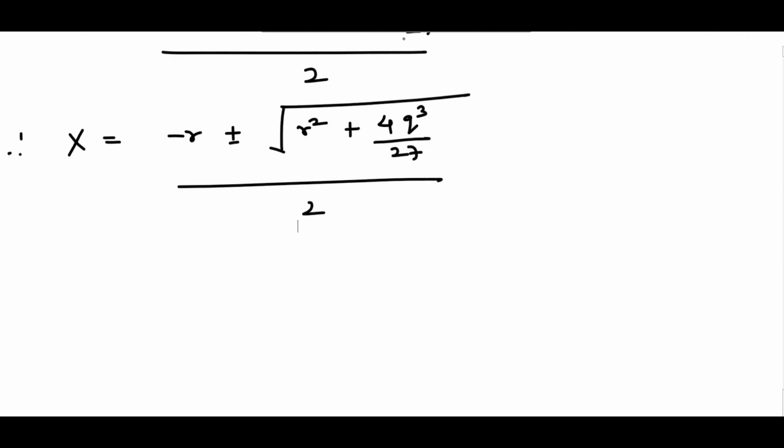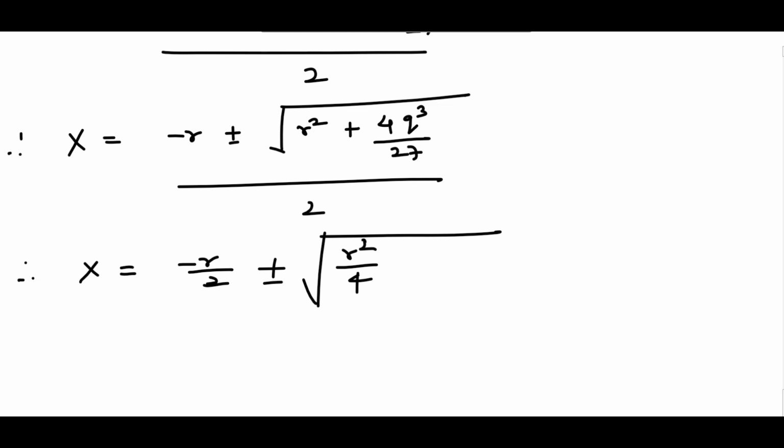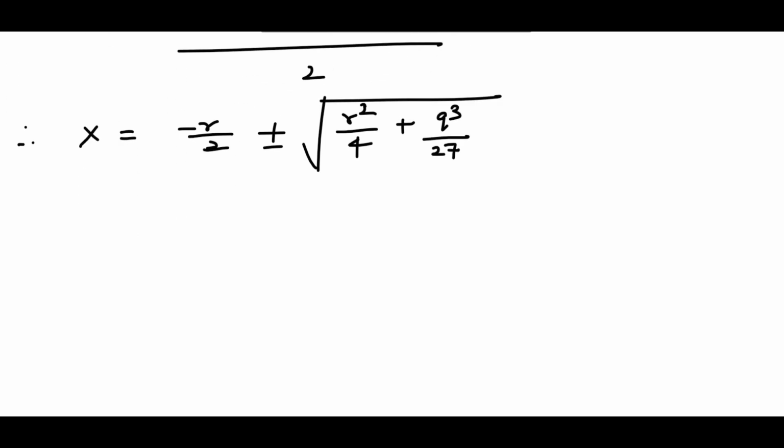So divide the numerator by 2. So it will become, that is capital X, that is negative r by 2 positive negative square root of r square by 4 plus q to the power 3 over 27. So now this will be split in two parts.